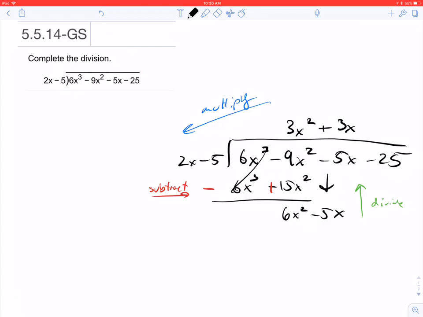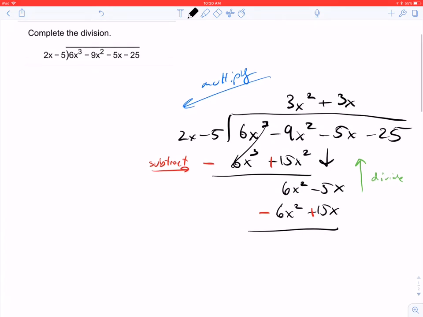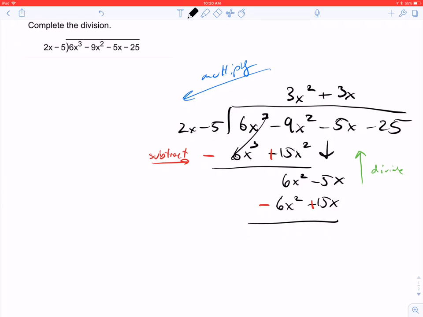3 times 2 is going to be 6x squared. 3 times negative 5 is minus 15x. But then what do we need to do? Distribute our negative. So this becomes negative, this is positive. We're kind of going like blue, red, green, over and over until we get to the end. So then this is going to go to 0. 15 minus 5 is 10, right? So then this next one comes down.